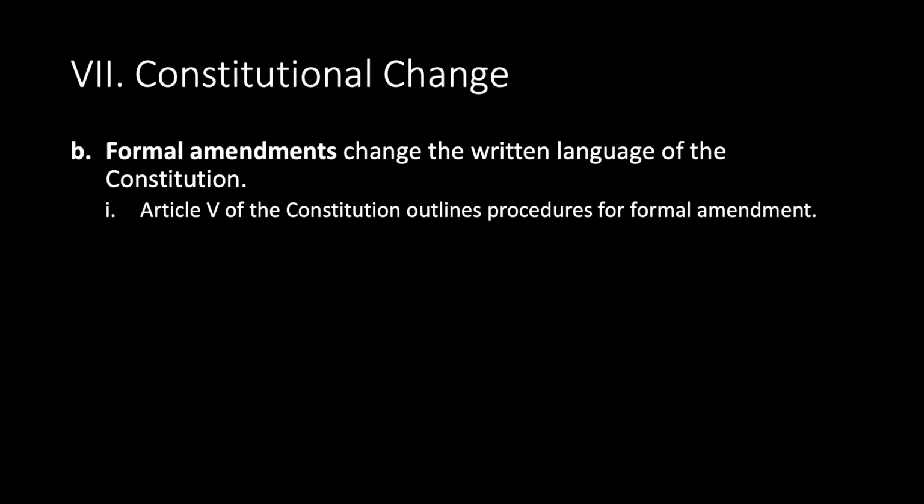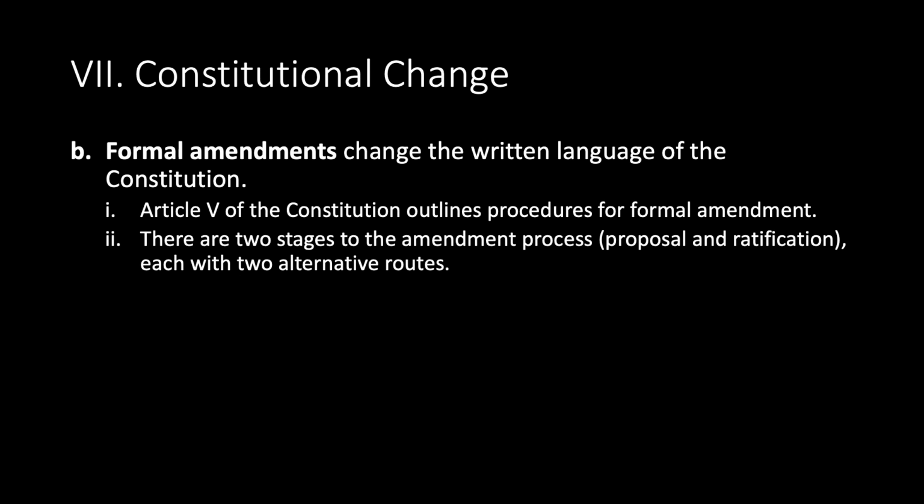Now, it's Article 5 of the Constitution that outlines the procedures for a formal amendment. There's really no set procedure for an informal amendment, so we're going to talk first and foremost about the formal amendment process, how you actually go through and set everything up to actually change some of the language of the Constitution itself. Now, there are two stages to the amendment process, okay, proposal and ratification. And each of those have alternate routes, okay? So we're going to start off with first and foremost the proposal, okay?